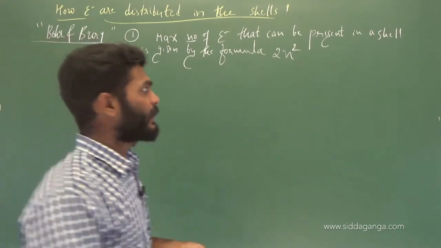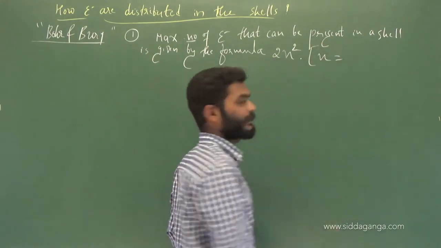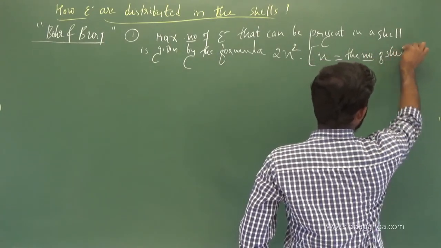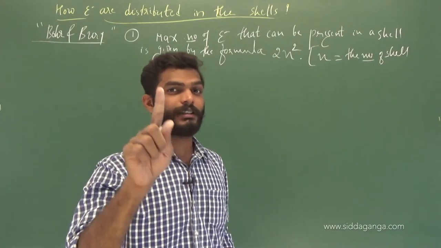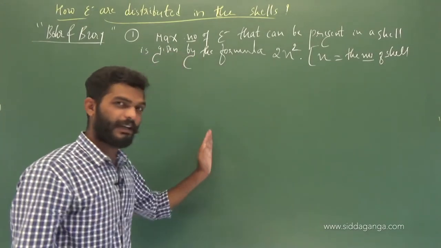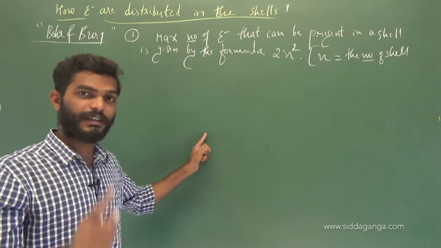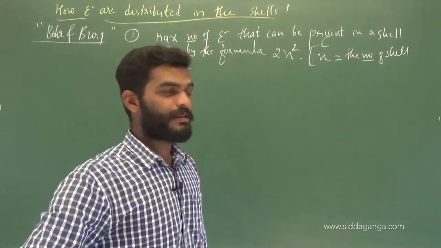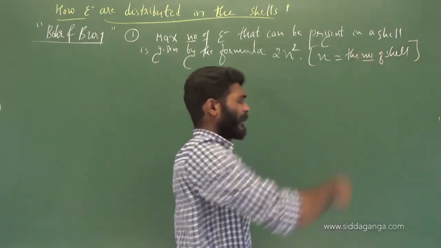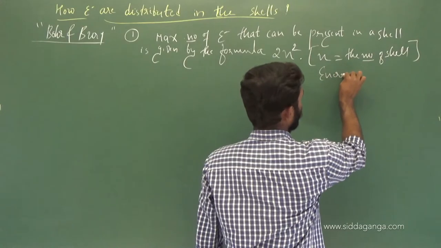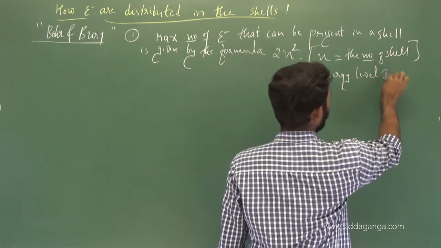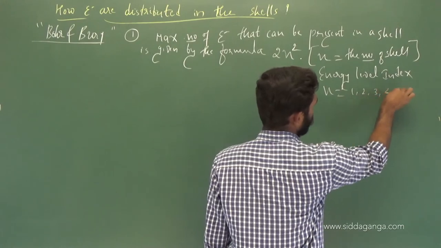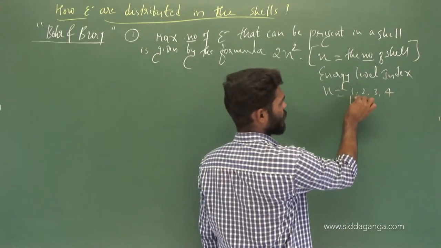Maximum number of electrons that can be present in a given shell is given by the formula 2n square. What is n here? This n represents the number of the shell. That is, if the K shell is there, it means the first shell, that is n value is 1. I just gave the values of K, L, M, N in the last class, right? K shell is the first shell, that is n equals 1. L shell is the second shell, that is n equals 2. n is the number of the shell, right? Our discrete shell can also be called an energy level, and n can be 1, 2, 3, 4, 5, 6, like that, for respective shells K, L, M, N.